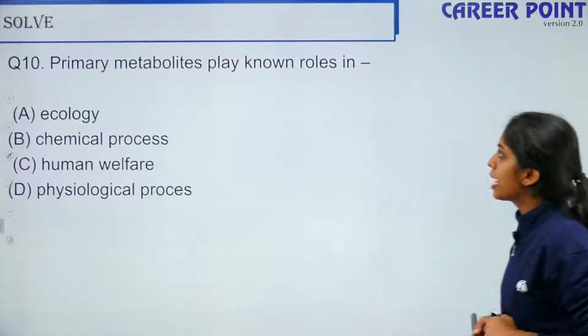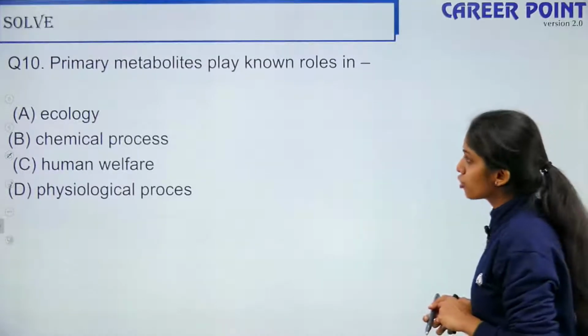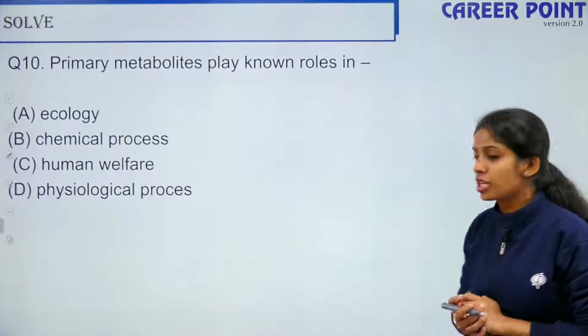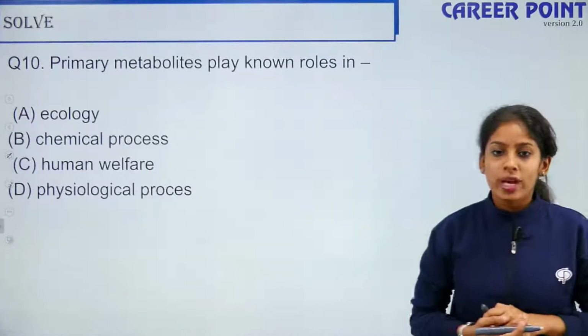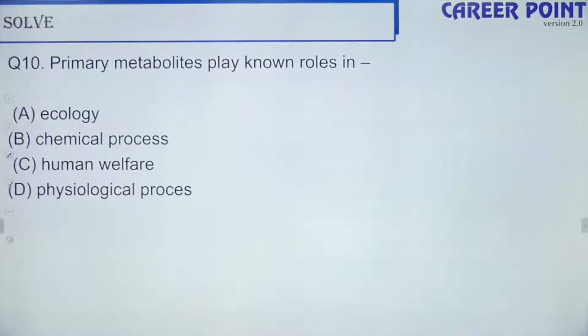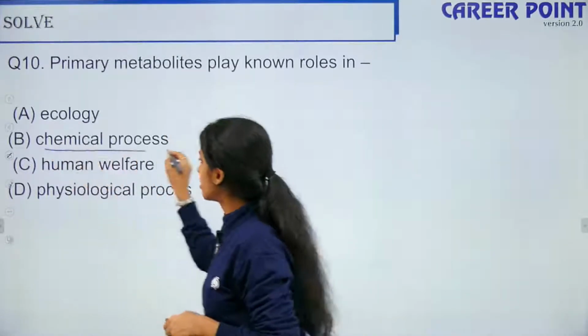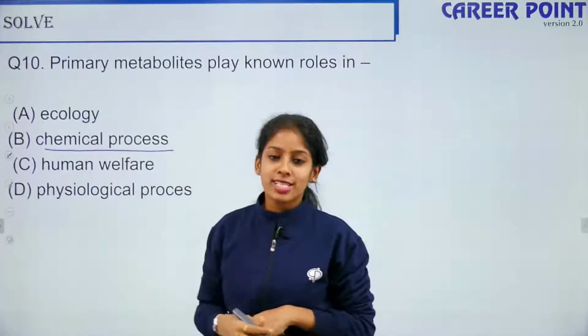Yes, question number 10. Primary metabolites play known roles in ecology, chemical process, human welfare, physiological process. Yes, quick. No, it has 10 base pairs per turn, not 20. Not 20, it has 10 base pairs per turn. Chemical process, not physiological process.